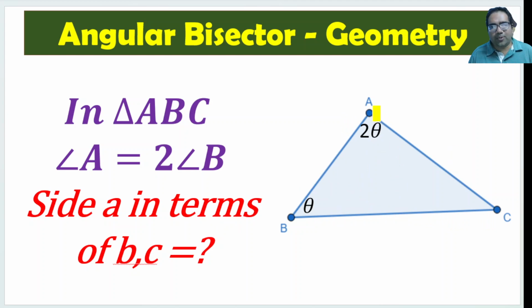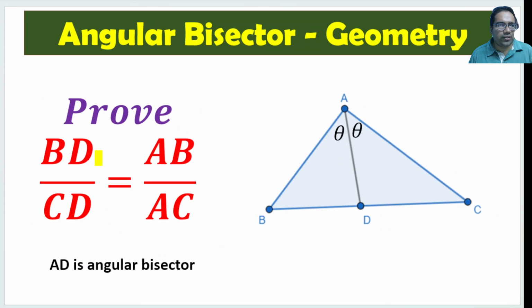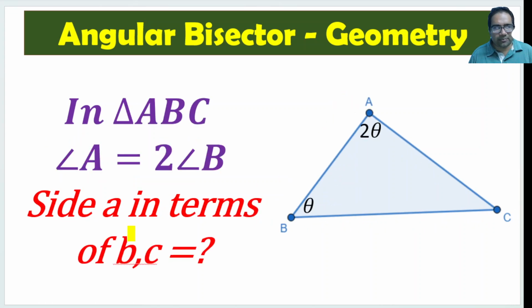Earlier we have proved that an angular bisector divides the opposite side in the ratio of the other two sides. We have already proved in another video that the angular bisector divides the opposite side, that is BD by DC, in the ratio of AB and AC. Let's use the same result here.